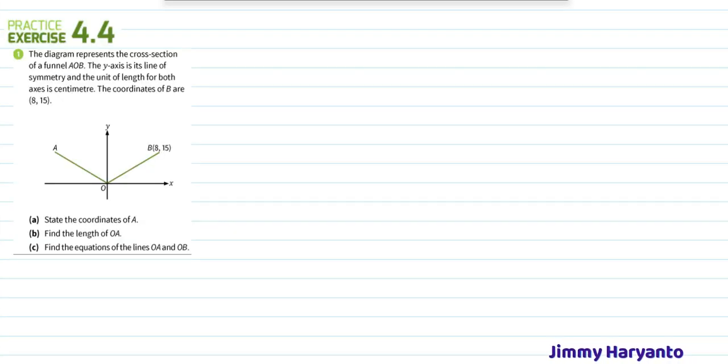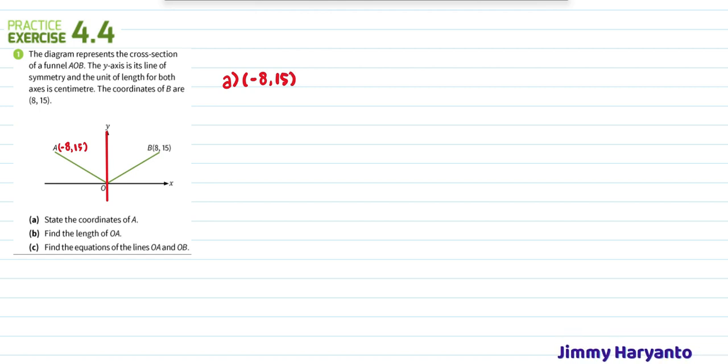Okay, next is exercise 4.4, question 1. The question says the y-axis is the line of symmetry. That means the coordinate of A will be negative 8, 15. Yeah, because it's on the left hand side of the y-axis. So question A has the answer of negative 8, 15.